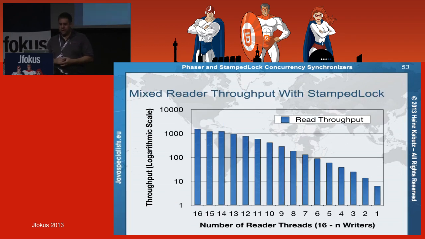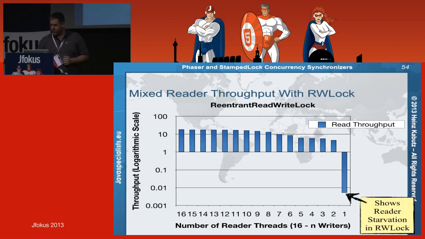Here you can see the mixed reader throughput with StampedLock. You can see the number of reader threads is decreasing, and so the throughput goes down. And at the same time as the readers are decreasing, the writers are increasing. So this is the graph of the StampedLock, and with the reentrant read-write lock, you can see the throughput graph. It's the same thing.